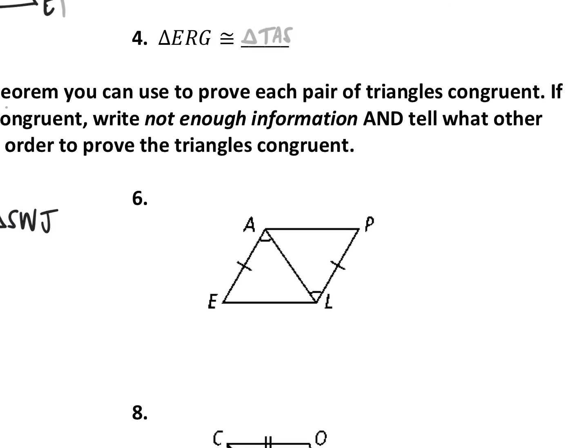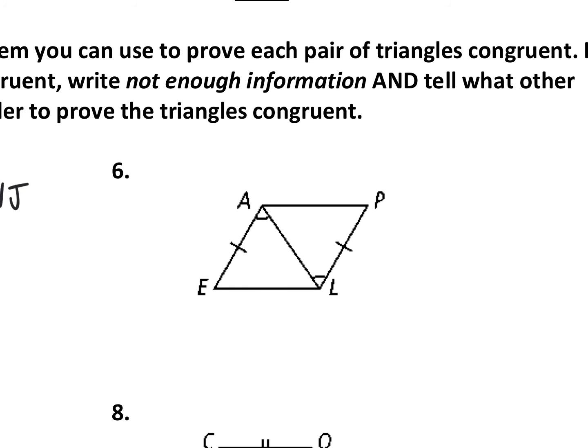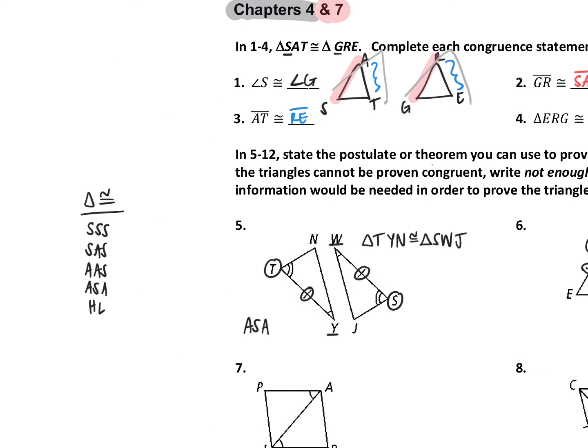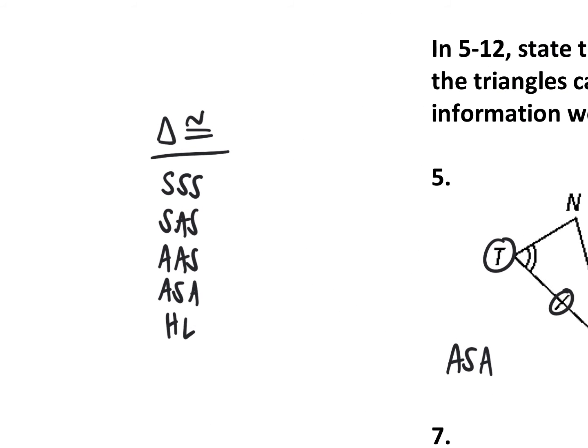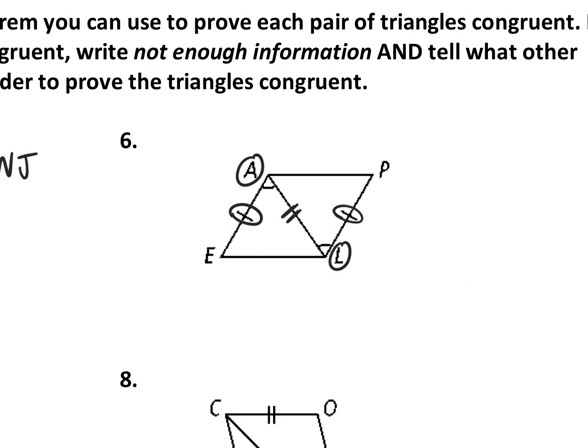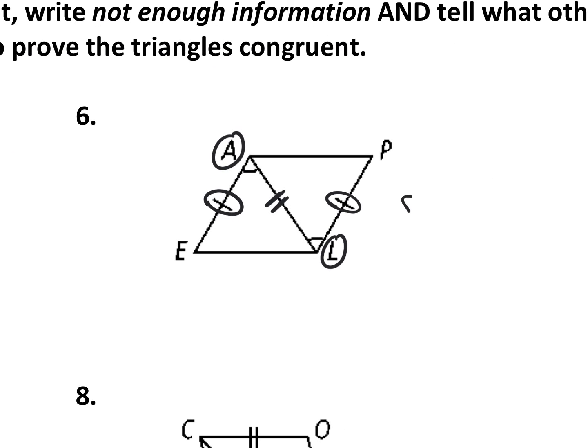Looking at number 6. Number 6 here, I've got an angle A is congruent to angle L. I've got a side length AE congruent to a side length LP. And then I have a side length that's being shared here. So we know that's going to be congruent to itself. So we have two side lengths and an angle. So our options here, two side lengths and an angle, are either SAS or that's it. So we have SAS because we cannot say ASS, right? SAS is why they are congruent.